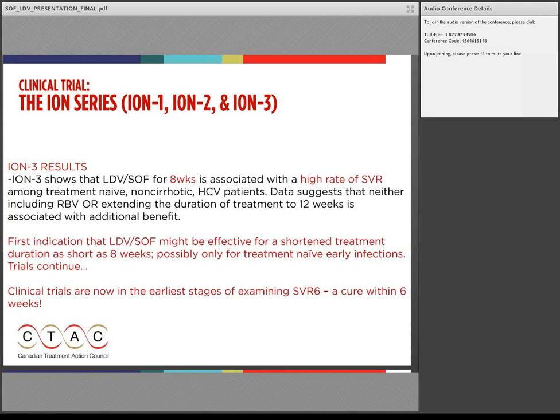And here's the big conclusion from ION 3. It looks like we do have a high SVR associated with 8 weeks of treatment. Specifically, we're looking at people undergoing treatment for the first time or with very little liver damage. Whether with or without ribavirin, this SVR is positive, and it doesn't look like adding ribavirin or extending treatment duration is associated with a better cure rate.